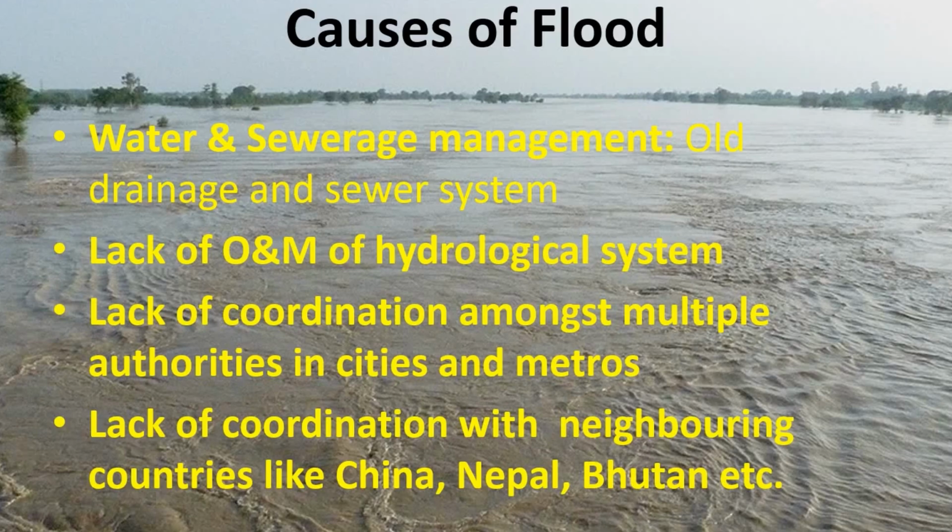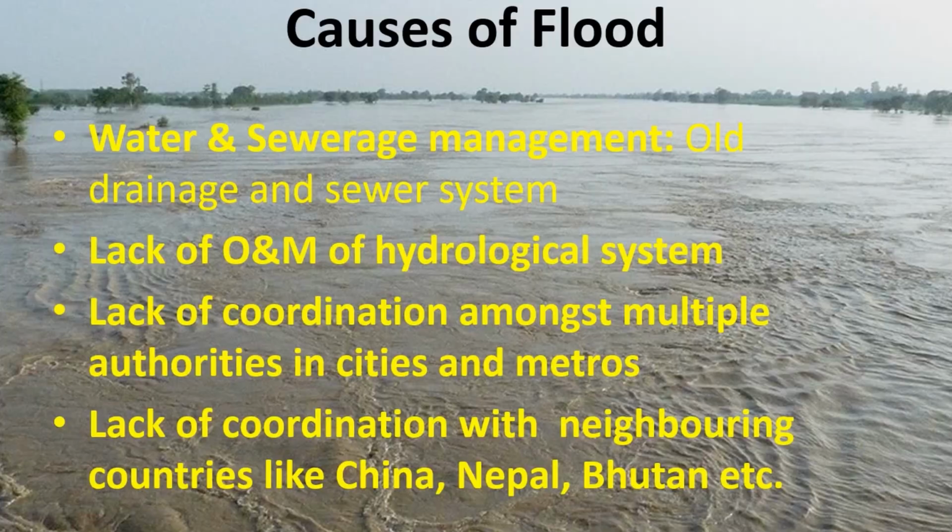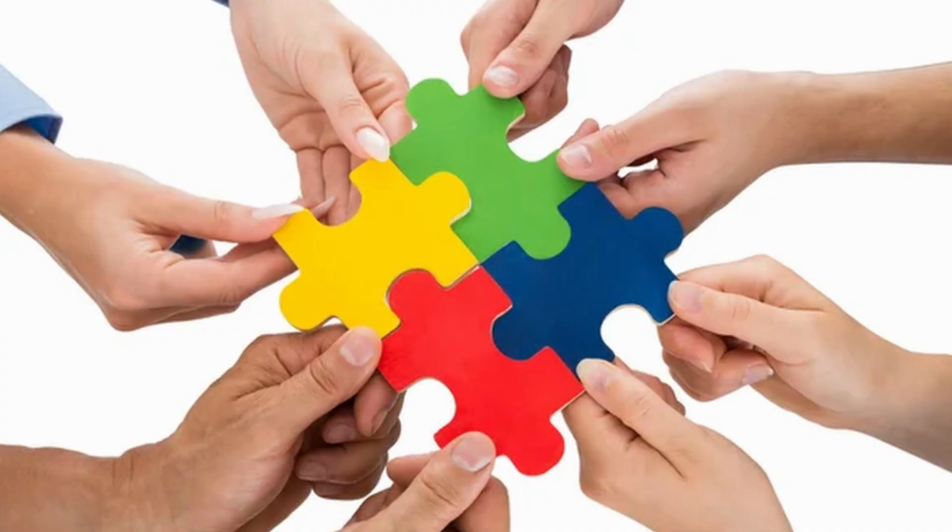The lack of O&M of hydrological systems. One can refer this to a Farakka barrage, which is a very recent example of Delhi floods in July 2023. Then lack of coordination amongst the multiple authorities in cities and metros is a glaring example, and therefore there has to be a well-coordinated approach for flood management.